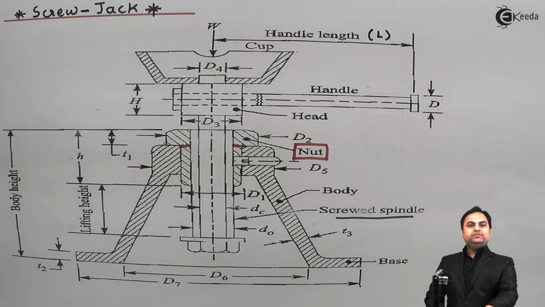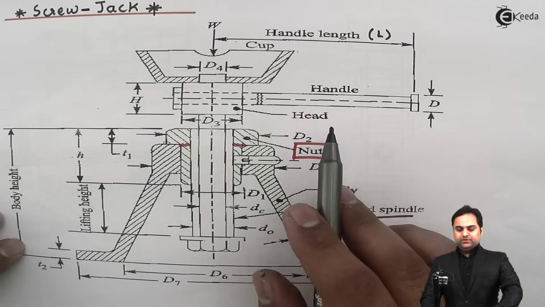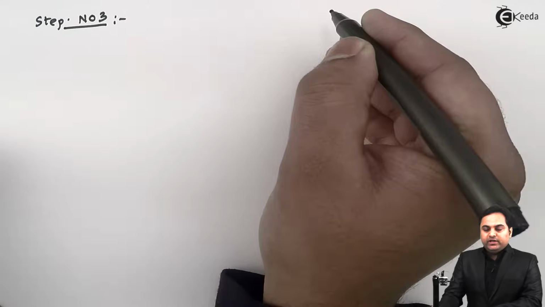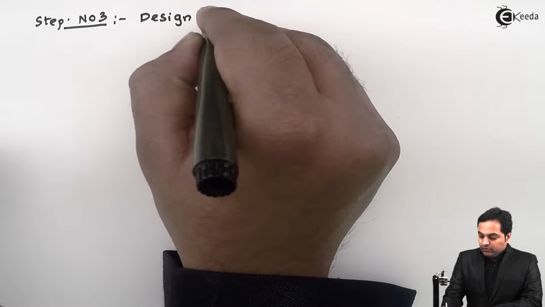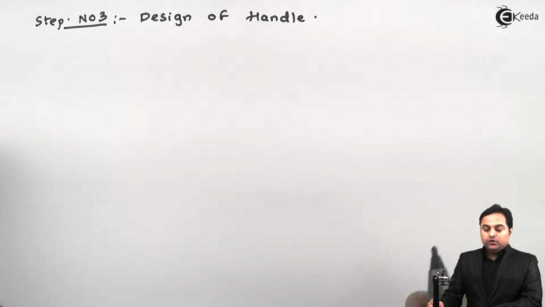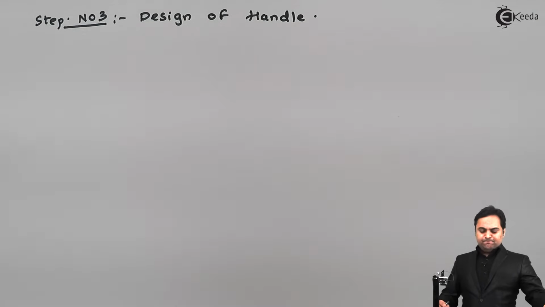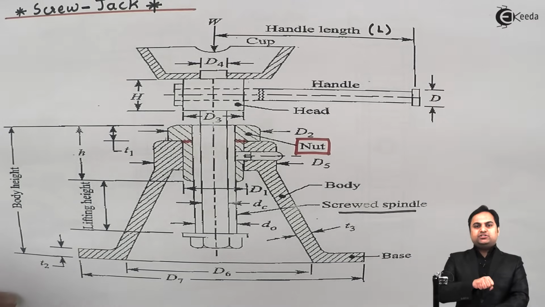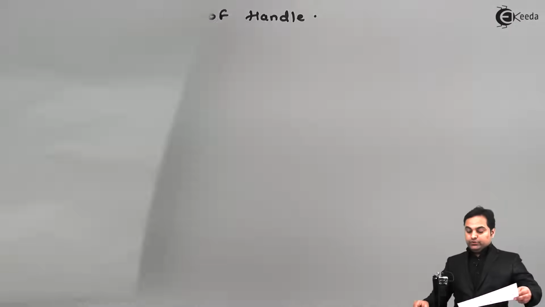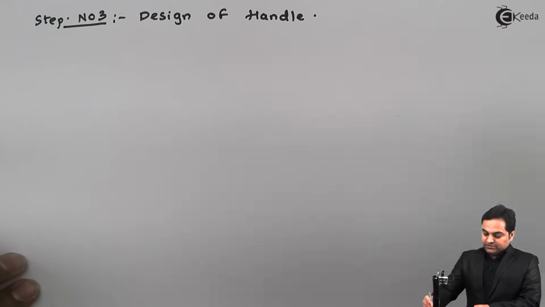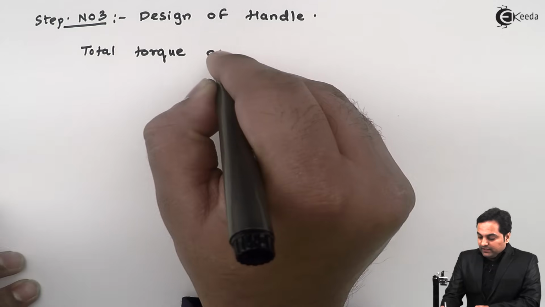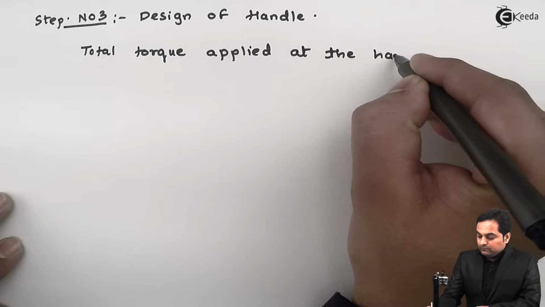After designing the nut, the third component that we will design, in step number 3, is the handle. So here, step number 3, in which we have design of handle. Now when we are designing the handle, at that time we should know how much is the torque. Torque means torsion, or we can say the quantity which causes the rotation. So how much is the rotation effect produced? So in the design of handle, the first step is the total torque applied at the handle.